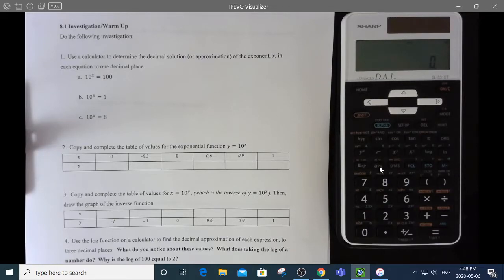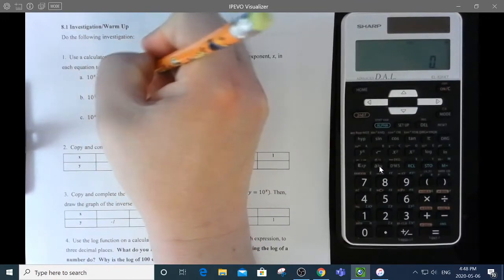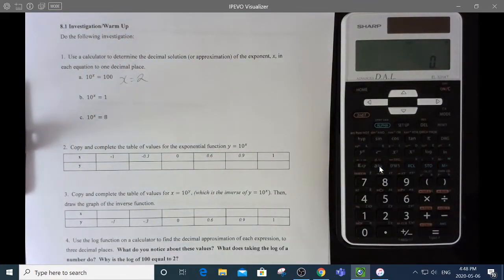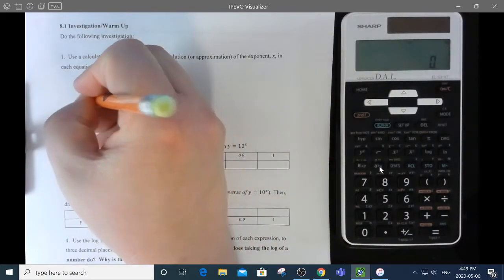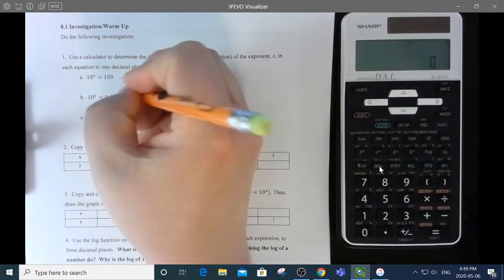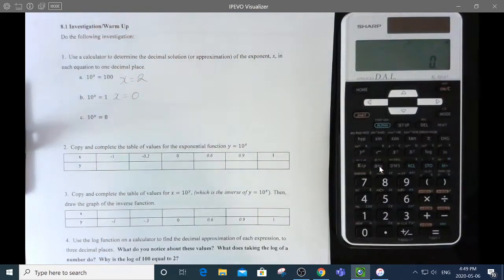So, first of all, use a calculator to determine the decimal solution or approximation of this exponent to one decimal place. Well, you know what? I don't think I need a calculator for that. 10 times itself how many times makes 100? That's pretty easy. x is 2. 10 times itself how many times is 1? Well, I remember from grade 9 that any base except for 0 to the power of 0 is 1. So I know that x is 0.